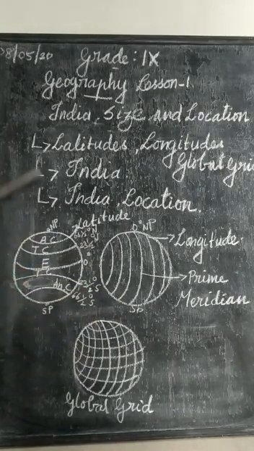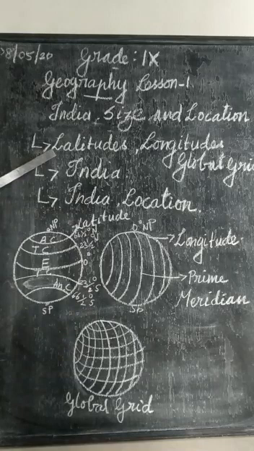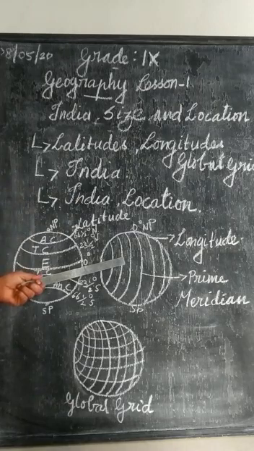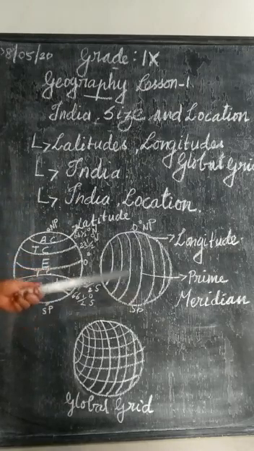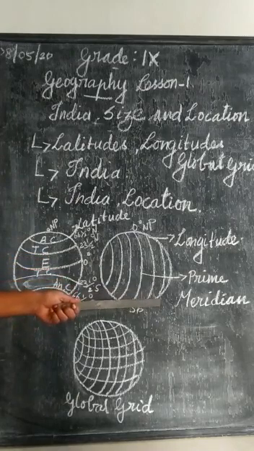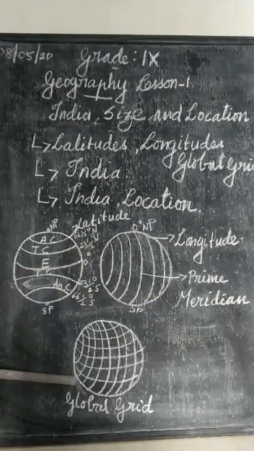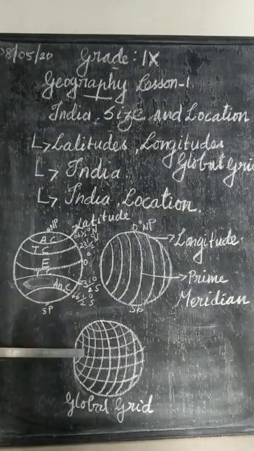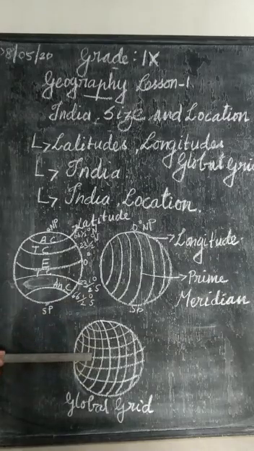Let us recall. What do you mean by latitudes? Latitudes are imaginary lines, also known as parallels. Some of the important latitudes are the Equator, Tropic of Cancer, Arctic Circle, Tropic of Capricorn and Antarctic Circle. Longitudes are imaginary lines, also known as meridians. The 0 degree meridian is known as the prime meridian. Next, the global grid: the lines of latitudes and longitudes cross each other to form the global grid, which is used to find the exact location of a place.